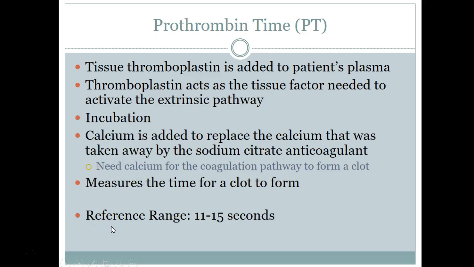So normally your extrinsic pathway only takes around 11 to 15 seconds to form a clot, which is pretty awesome. Anytime that it is what we call prolonged, or longer than the 15 seconds, that is abnormal. That tells us they might be missing something or something might be deficient here, because why is it taking them so long to form a clot?